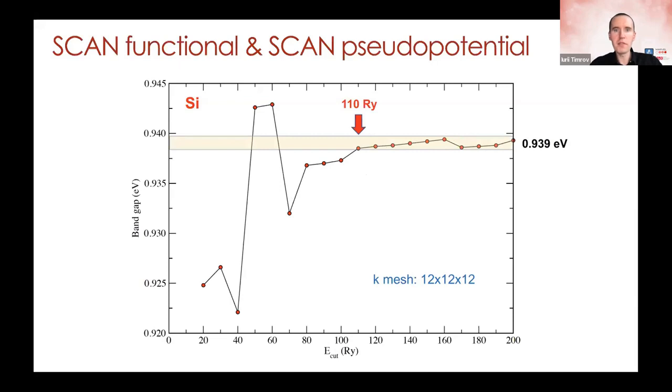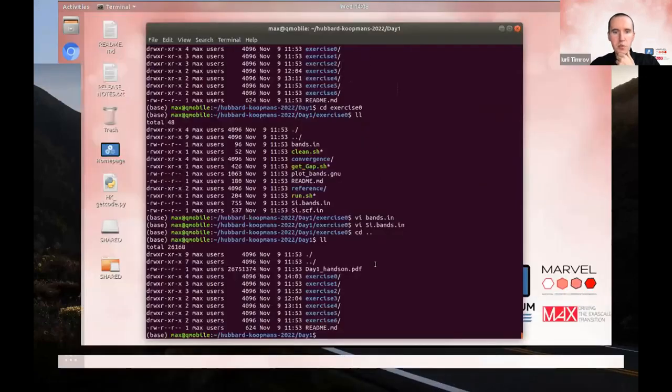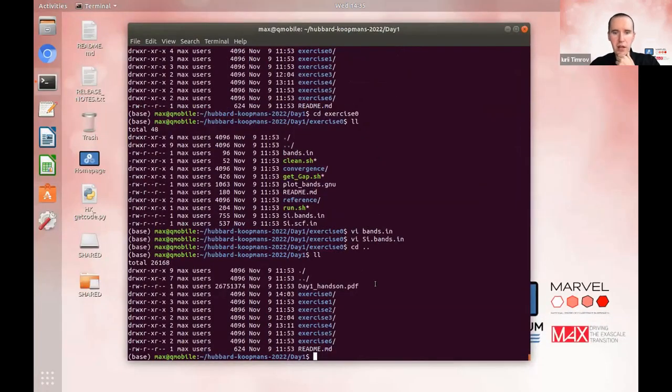Okay, so let's perform one calculation using a low cutoff, 40 Rydberg, because we want to run it fast. If we do 110 Rydberg, it will take several minutes, but we want a fast calculation with 40 Rydberg just for demonstration purposes. So we go to Quantum Mobile and we go to exercise 3.